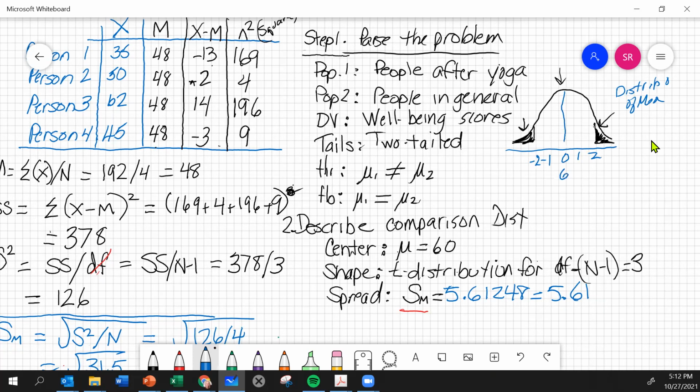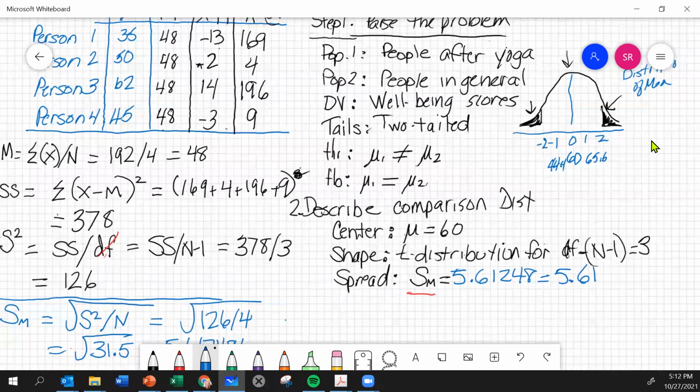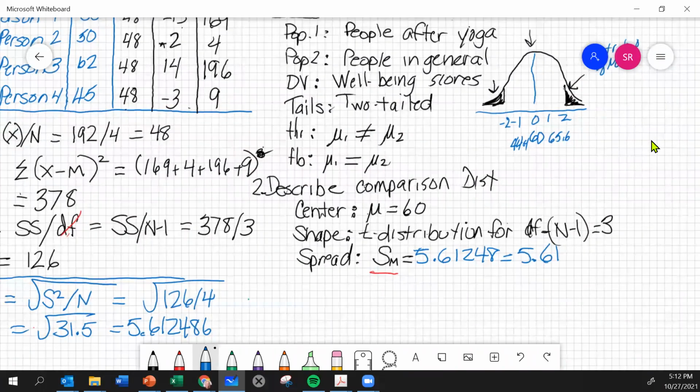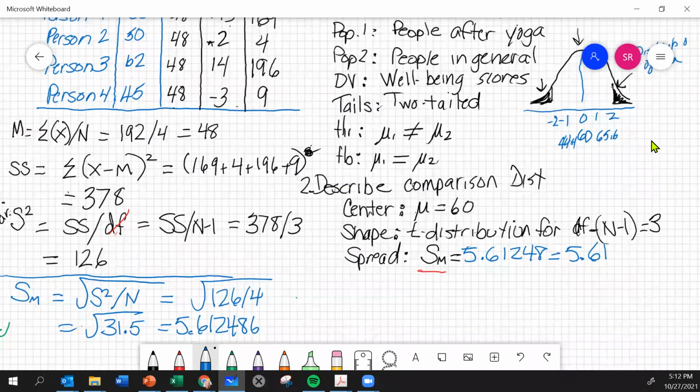So I'll put 60. And then one standard deviation above would be 65.6. And one standard deviation below would be 44.4. And this is so that we can eventually compare our raw scores and see if this makes sense. So we're making progress. We've calculated the spread. That is by far the biggest step.